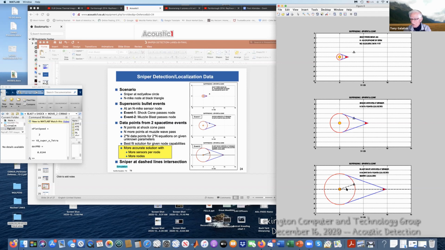So this is a pretty robust solution compared to a single one that you might have gotten if you had only the muzzle blast, let's say. For example, if you have a subsonic bullet, there's no cone. So you have to rely only on the muzzle blast. And in that case, you have to have a very good signal. The muzzle blast goes down like 1 over R squared.